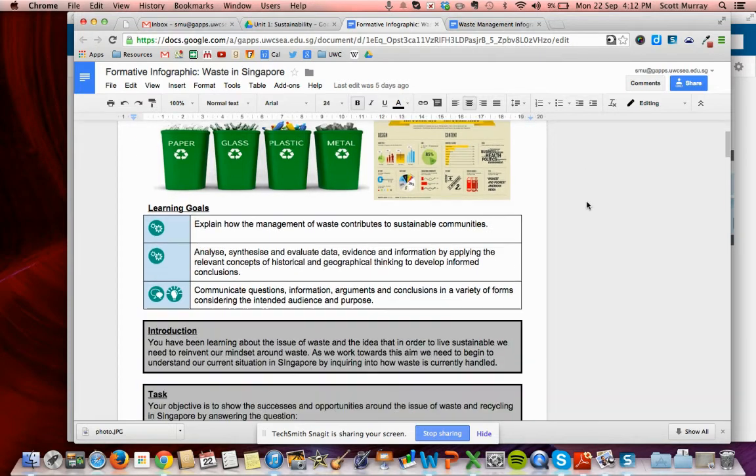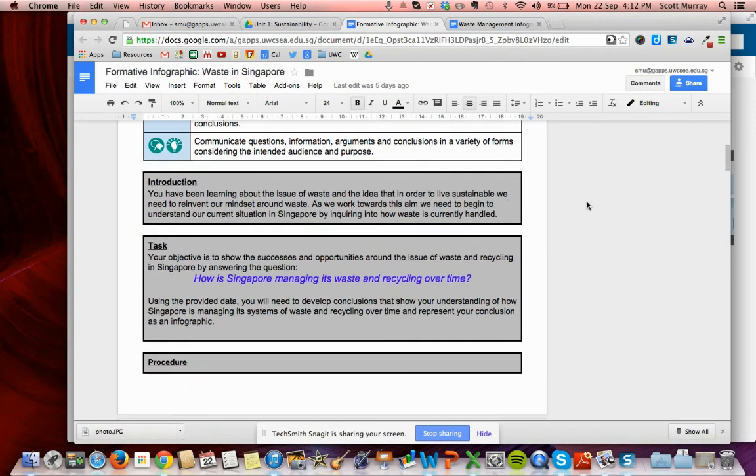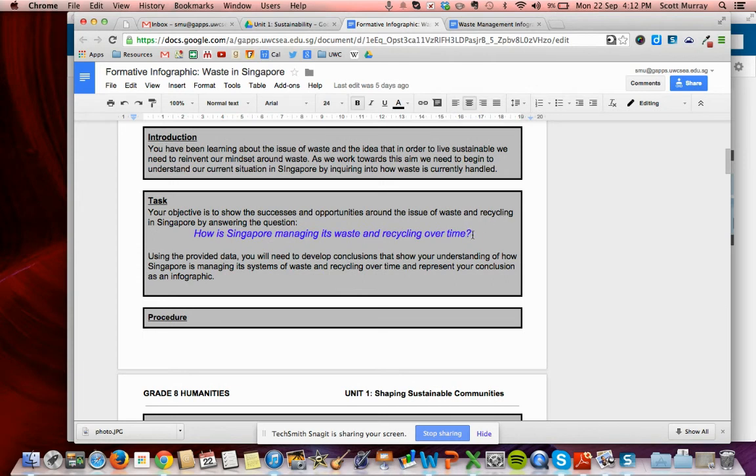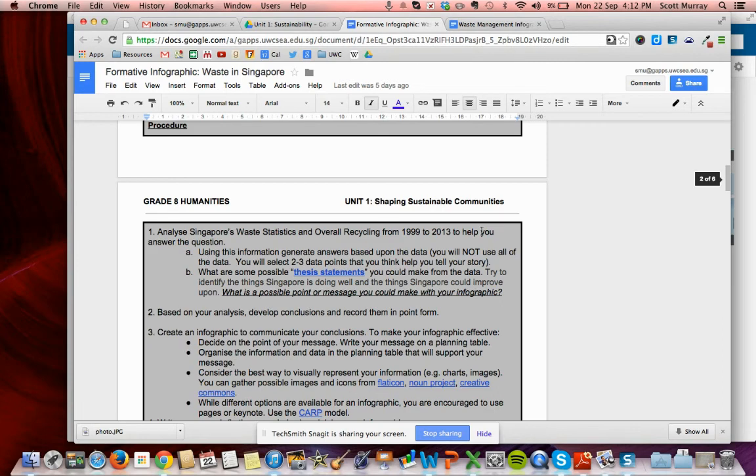Now, I'm not going to spend time going over this. You all have access. However, you are geared towards answering this question: How is Singapore managing its waste and recycling over time? As we know, we are very much in a linear economy, which means we are extracting resources, making them into what we want, but oftentimes then wasting them. So we need to figure out a way that our waste can be used and not just landfilled. This is a big challenge, so we're going to see how Singapore is doing along the way.